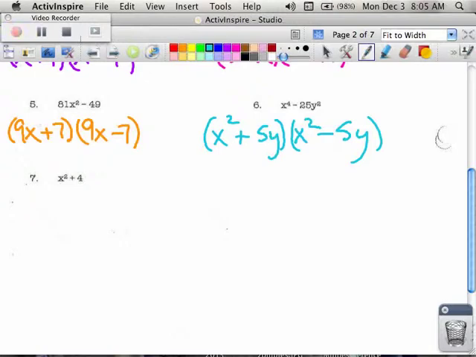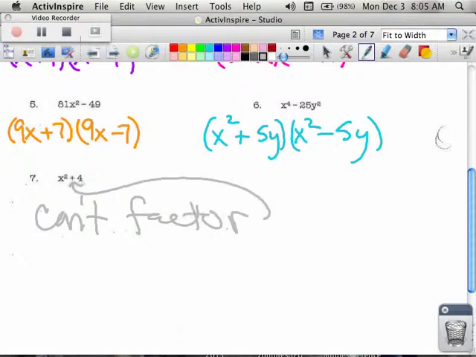Look at the last one, number 7. What's different about this one? There's a plus. If there's a plus, you just write down can't factor. Why? Because there was a plus in there. It's not going to happen. The end.